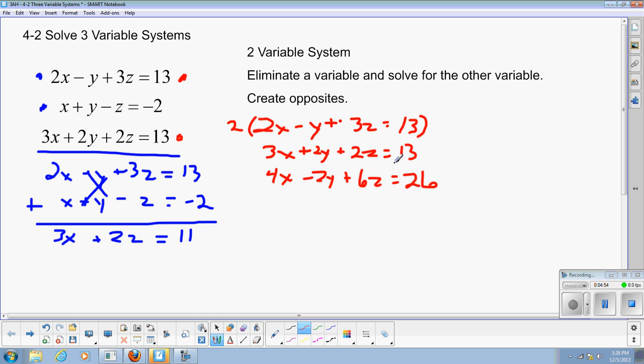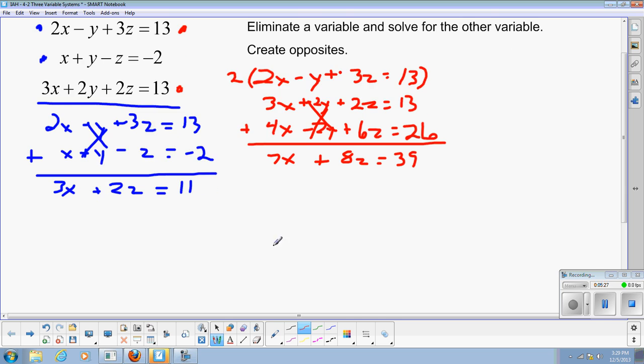26. All right, now again, I have opposites in the middle. I have a plus 2y and a minus 2y. I'm going to add these equations together. That will eliminate y. So now I have 7x, y's eliminate, plus 8z equals 39. I now have two equations. 3x plus 2z equals 11. 7x plus 8z equals 39. Both equations have a y that has been eliminated.